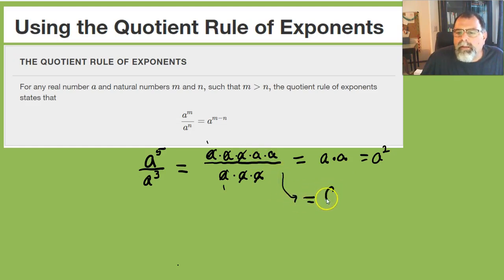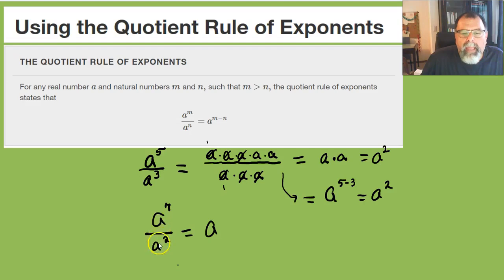We can do it this way. We can just say 5 minus 3, and that's 2. So that's the shortcut. So actually we wouldn't do this. Let's do a different example. A to the 7th divided by a to the 2nd. So we're dividing with the common base a, so they both have a. So 7 minus 2 would be 5, and you have a to the 5th.